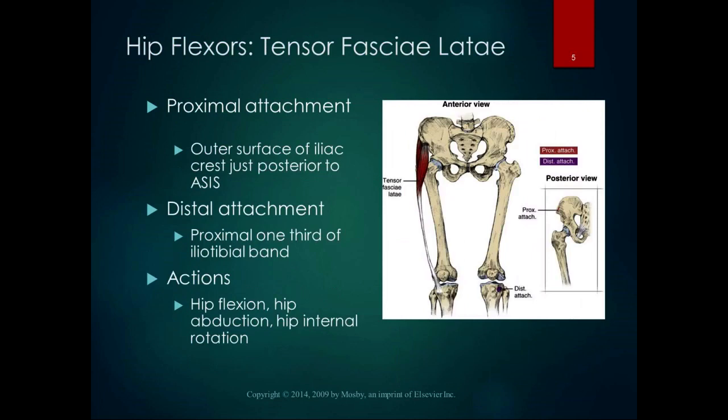The tensor fasciae latae is grouped with the hip flexors, and it does have a line of pull for hip flexion. It's not a major hip flexor, though. I mean, we have big other muscles that can do it much better, and it's not innervated like the hip flexors. It also has a slight line of pull for hip abduction and hip internal rotation, very slight. It's a tiny little fusiform muscle with a really long tendon, and so it basically functions as a stabilizer.